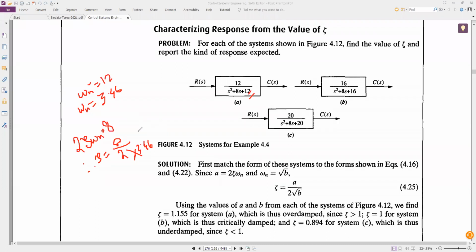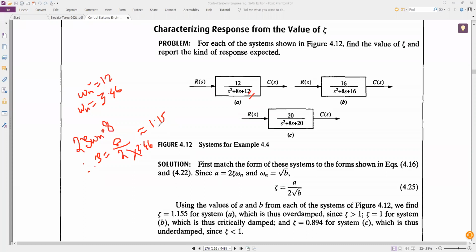Okay, now see. Now find out the value of zeta. 8 by 2 by 3.46. So what does it become? Let me check. Do you have a calculator? No, sir. Wait. You need a calculator all the time because it's math. I'm going to calculate it. 1.15. The value is 1.15.